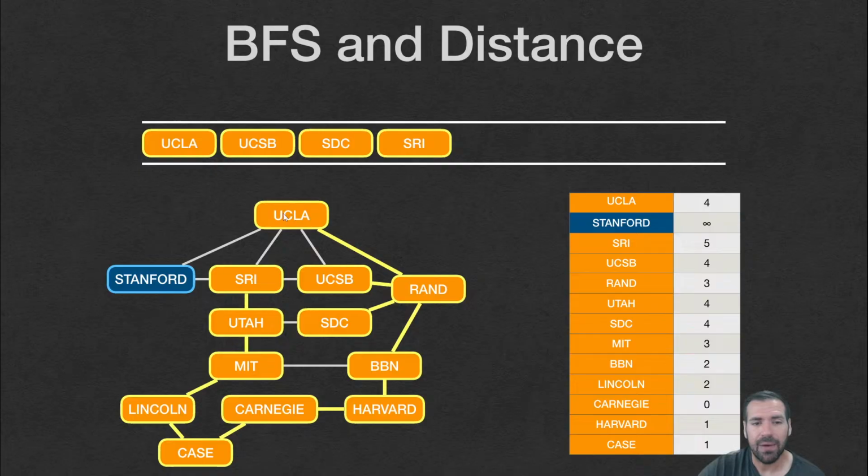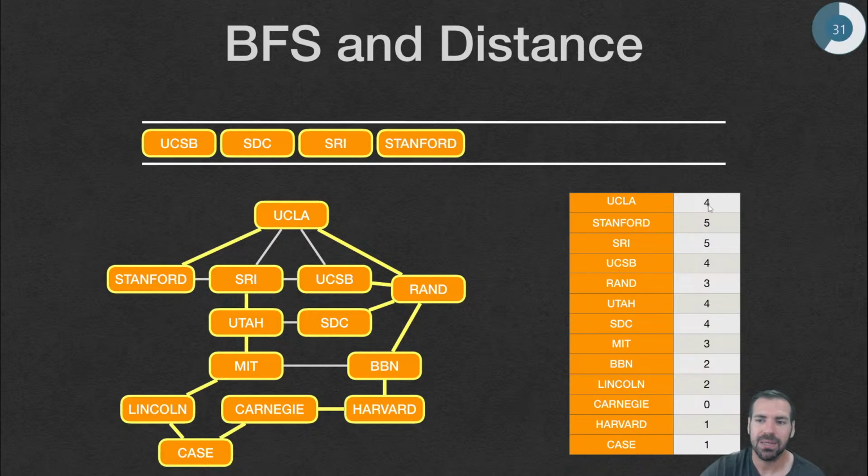then we know that whatever path we use to find UCLA with distance 4, it takes one more edge to get to Stanford. So Stanford's distance must be 5, because I'm going to use whatever this path was of distance 4 and then take that one extra edge to get distance 5 for Stanford. So that's why we're always adding 1.